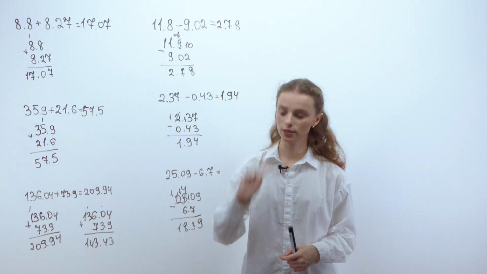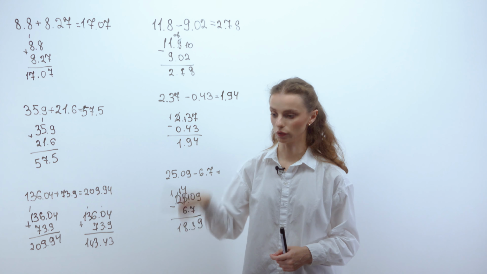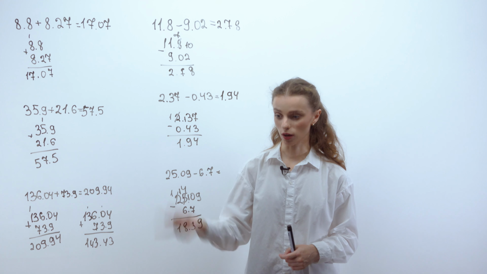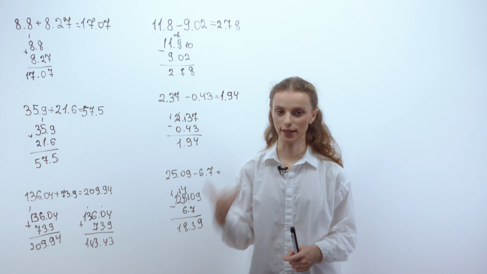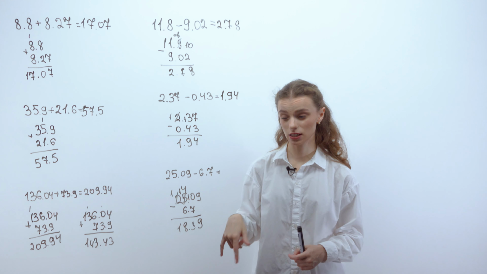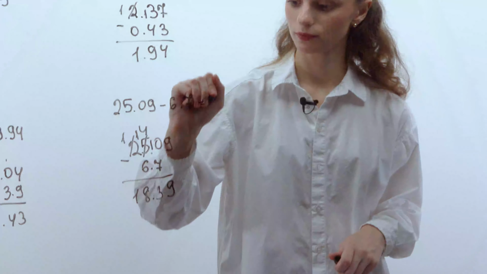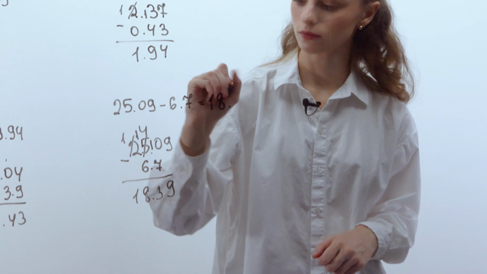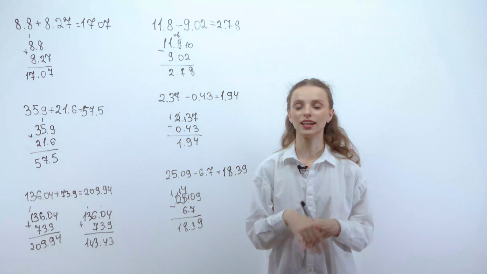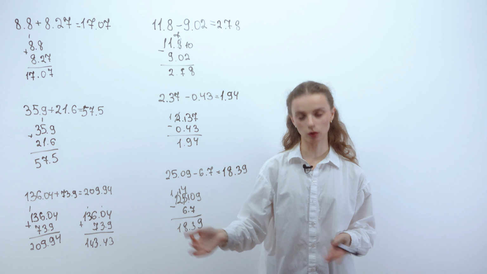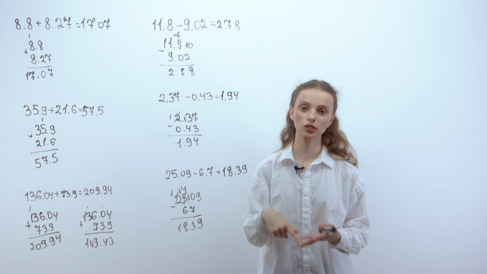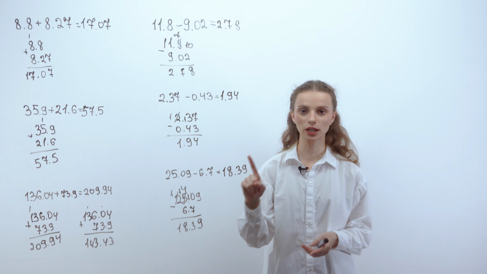Now 4 minus 6 cannot do that. Need to regroup. 2 turns into 1 and 4 turns into 14. 14 minus 6 is going to be 8 and 1 minus 0 is going to be 1. And the final answer is 18.39.